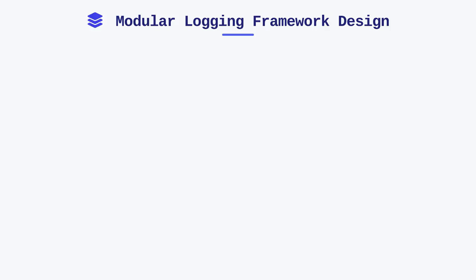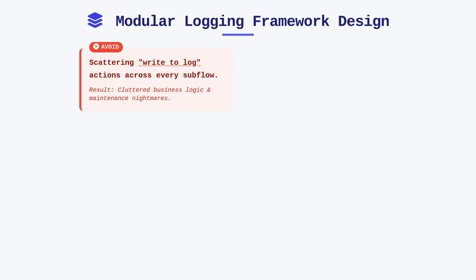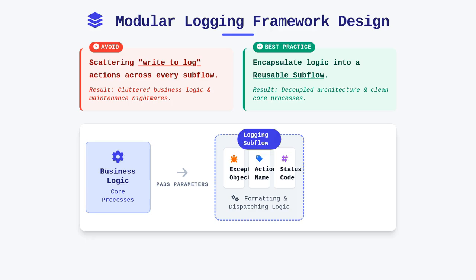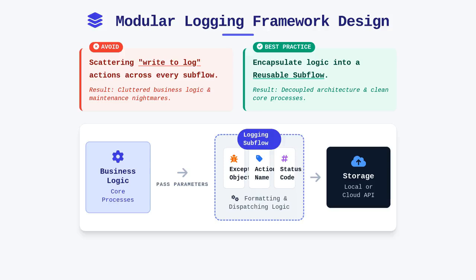Designing these frameworks requires a consistent, modular approach so that logging logic does not clutter your primary business processes. Rather than scattering write-to-log actions throughout every subflow, encapsulate this functionality into a reusable subflow that accepts parameters. Your logging subflow should receive the current exception object, the failing action name, and a status code. Then handle the heavy lifting of formatting and dispatching the data to your storage provider.